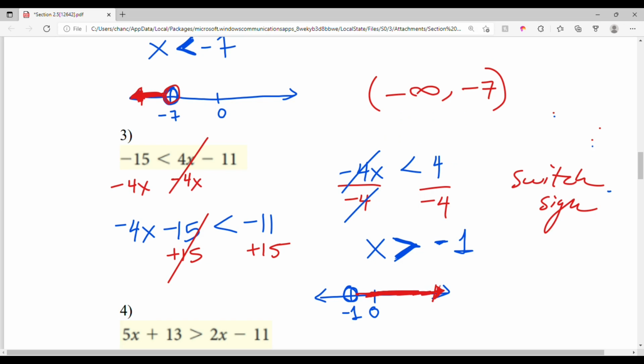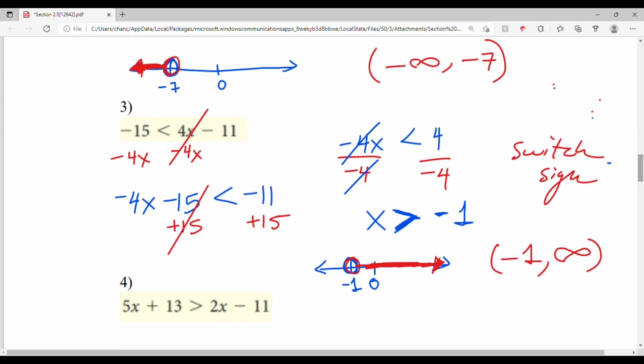And I'm going to draw my interval notation. On the left side, it starts at negative 1. It stops there. Don't forget a parenthesis since it's an open circle. It goes forever to the right, and we always put a parenthesis for an infinity symbol. And that's our interval notation.